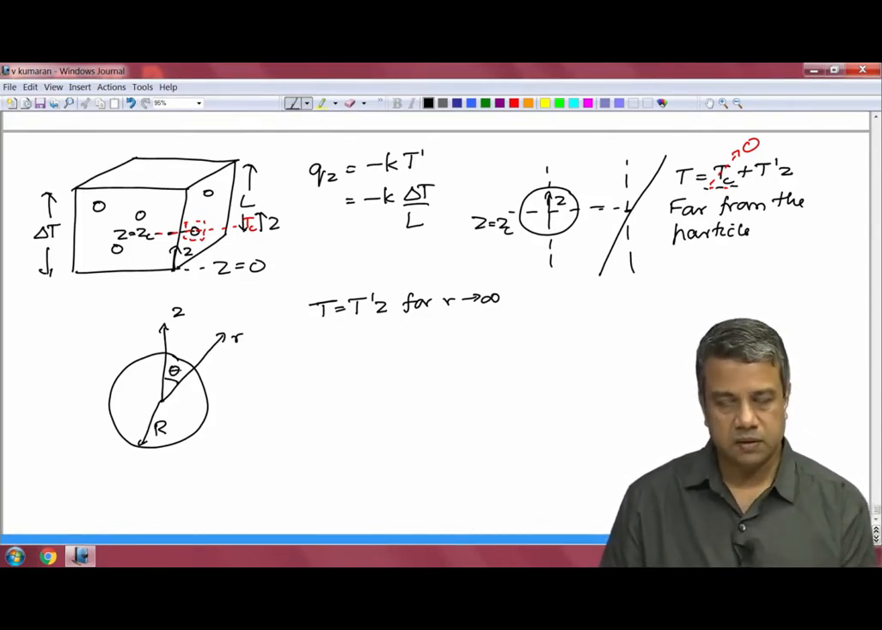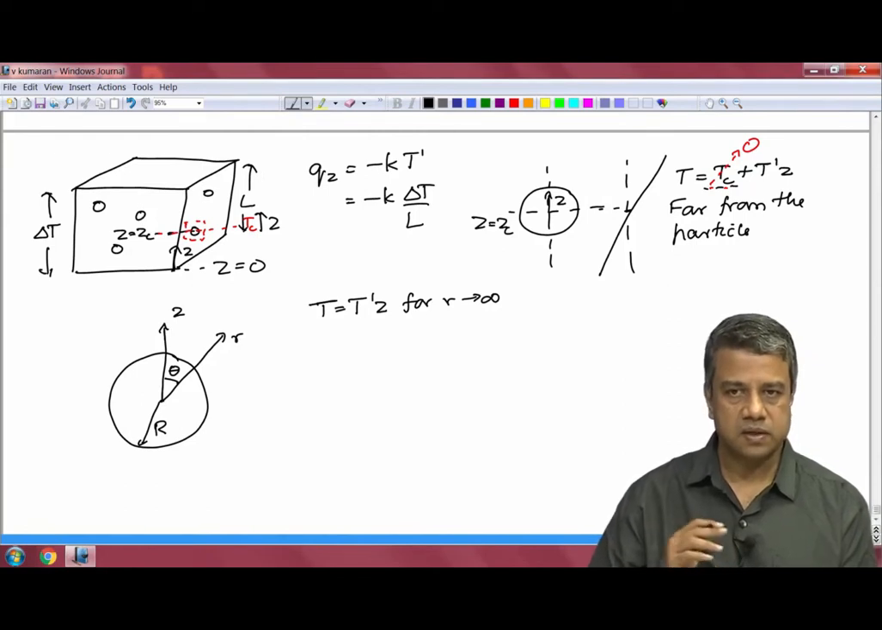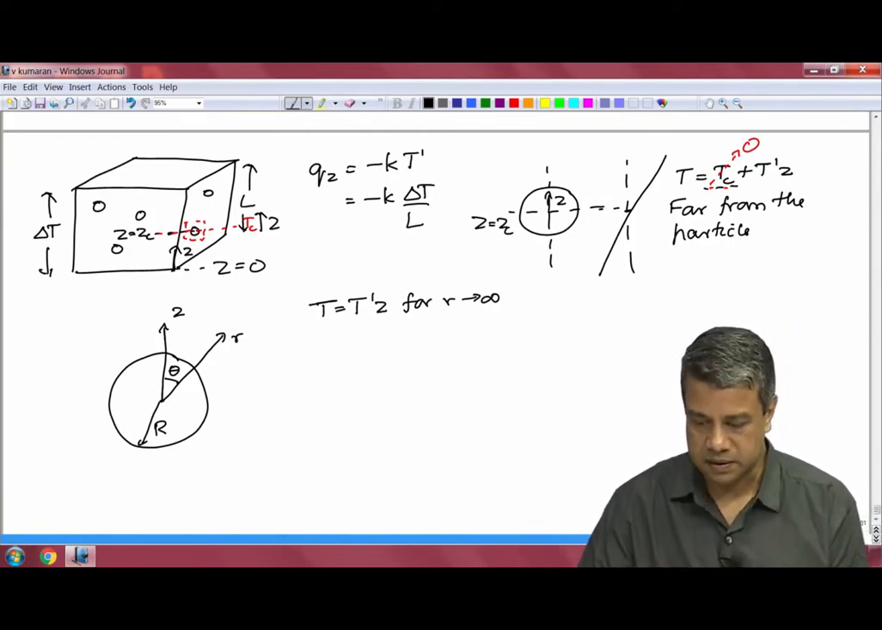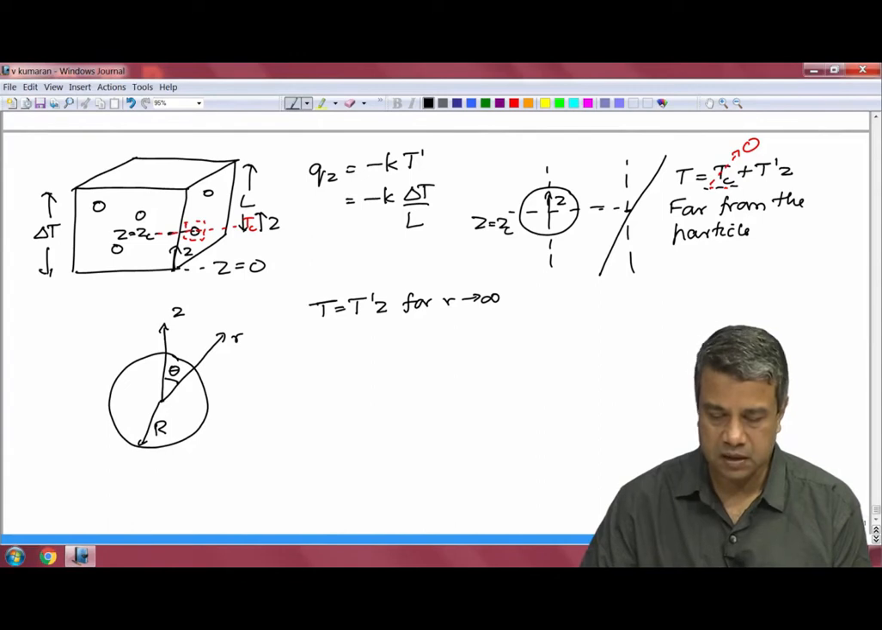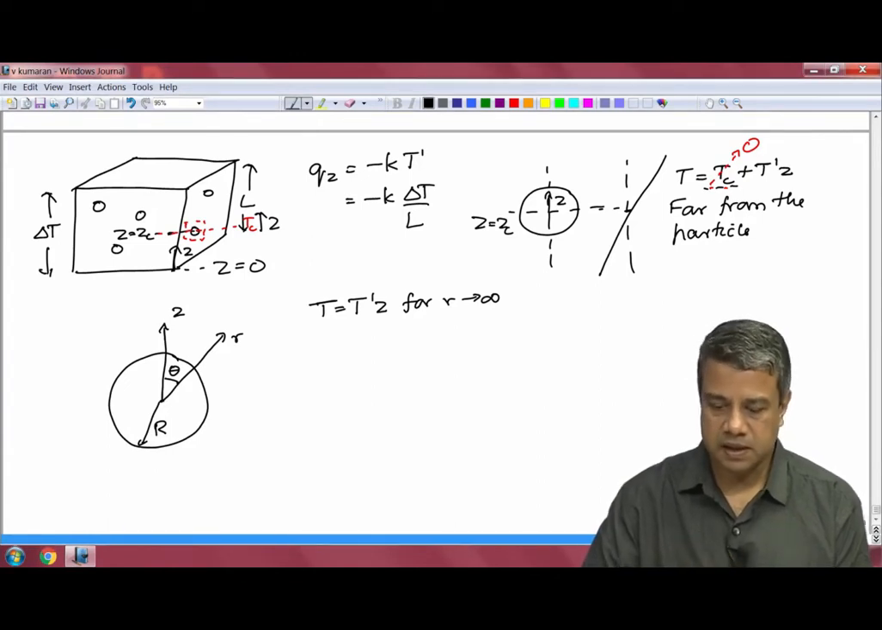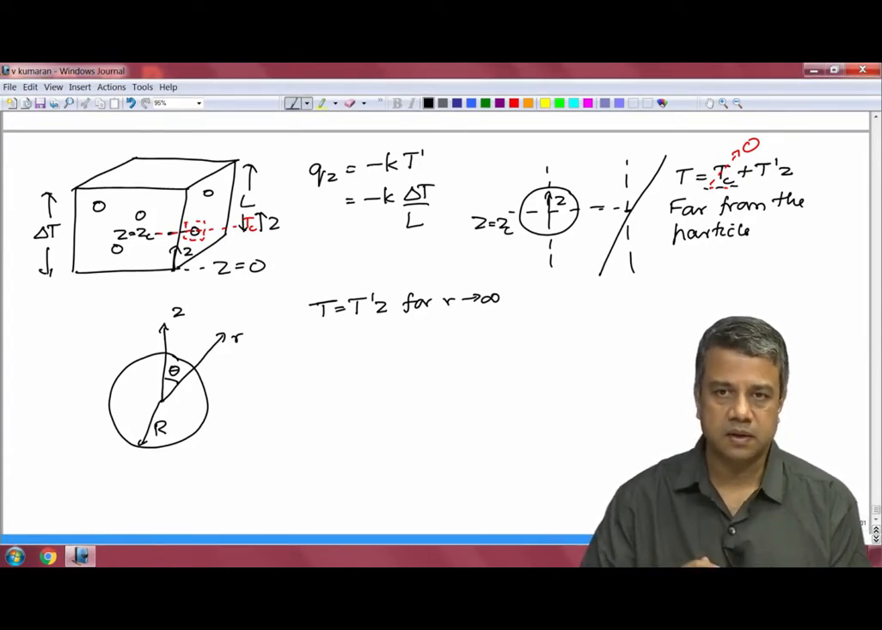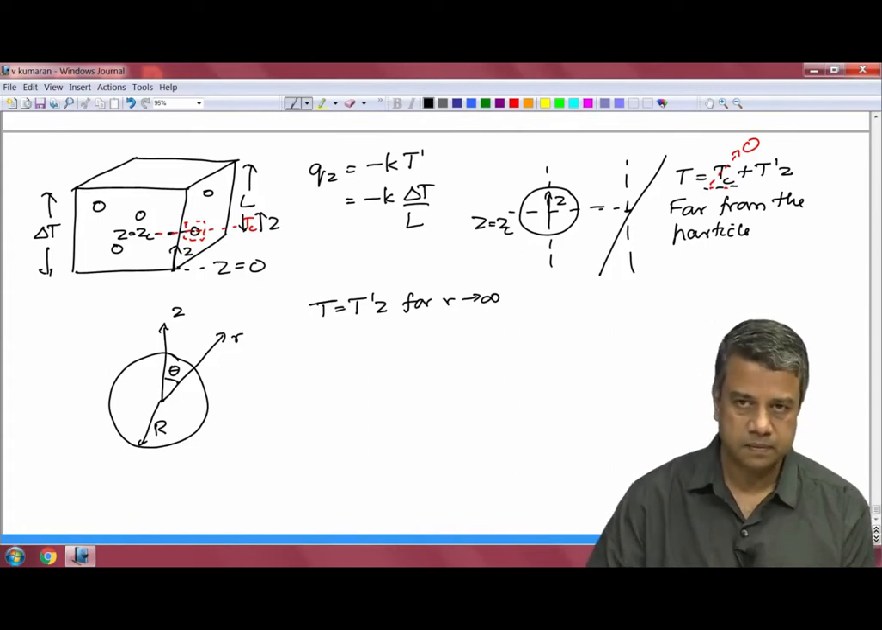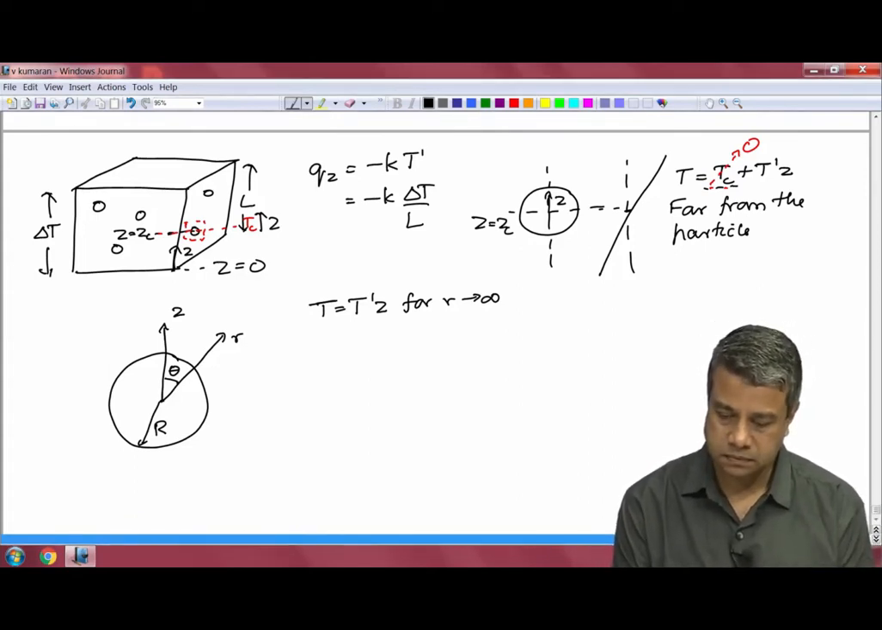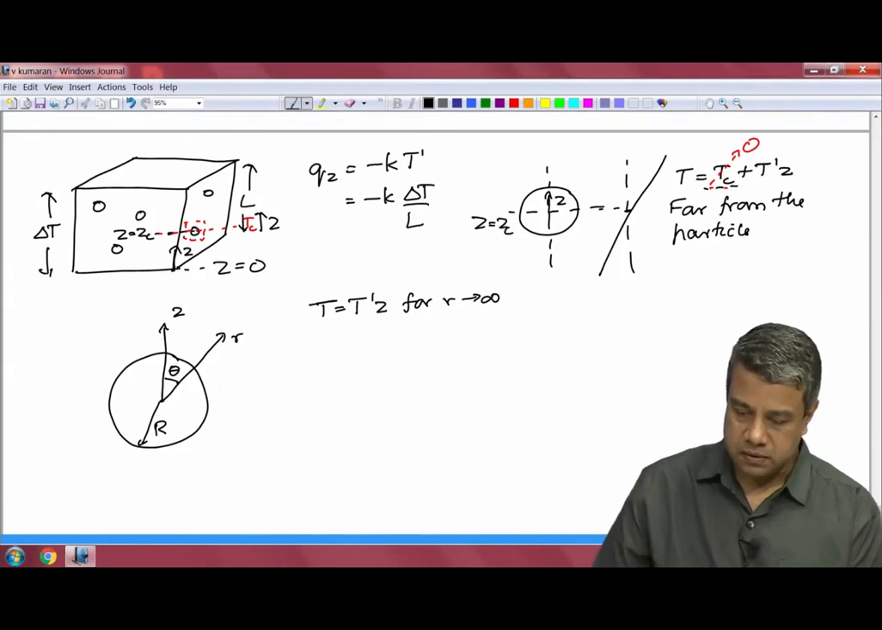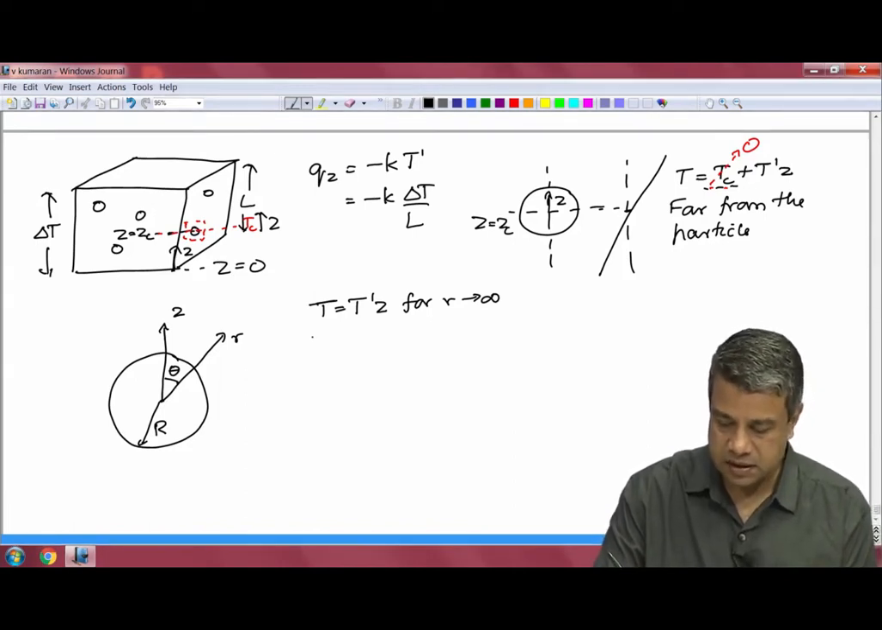You recall that we have a third angle that goes around the particle, that is phi, in a spherical coordinate system. So, I am analyzing this in a spherical coordinate system with origin at the center of the particle. So, what are the boundary conditions at the surface of the particle?